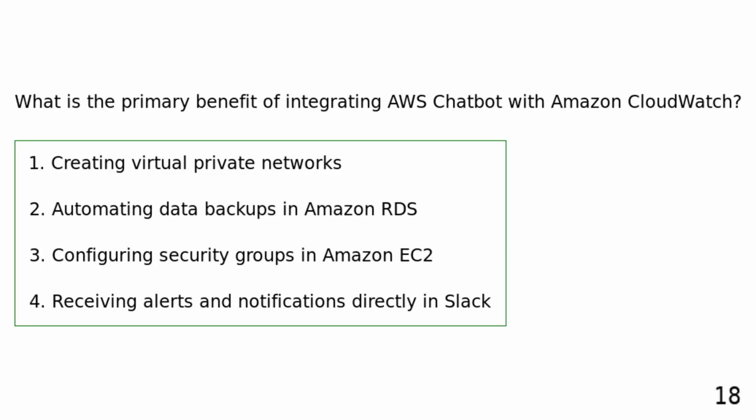Creating virtual private networks. Automating data backups in Amazon RDS. Configuring security groups in Amazon EC2. Receiving alerts and notifications directly in Slack.